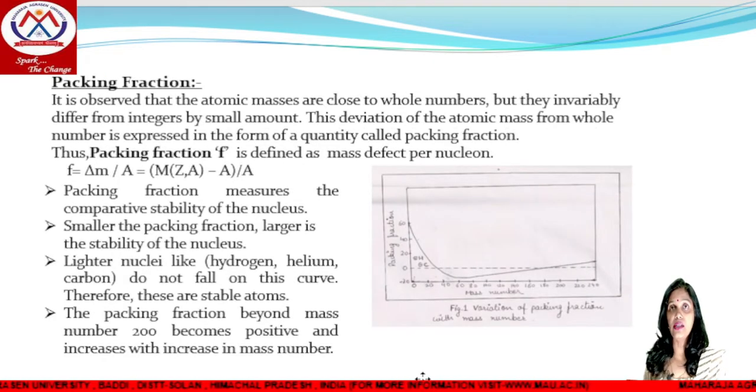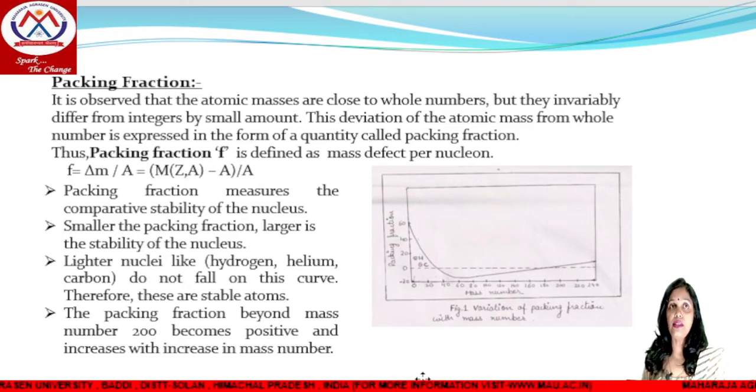Then we will discuss another term, packing fraction. It is observed that atomic masses are close to whole numbers, but they invariably differ from integers by a small amount. This deviation of atomic mass from the whole number is expressed in the form of a quantity called packing fraction. The packing fraction f is defined as mass defect per nucleon. It is denoted by small f equal to delta M upon A.